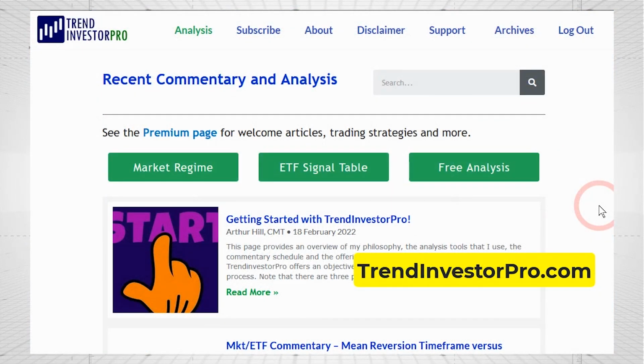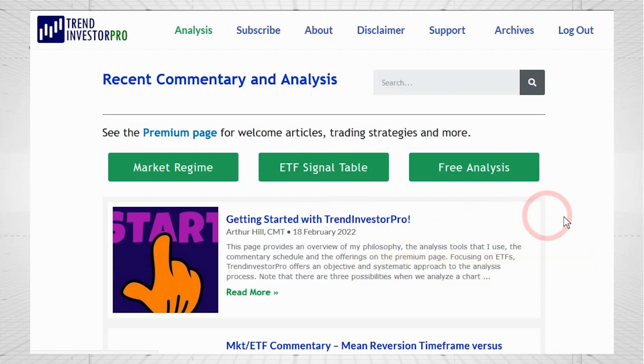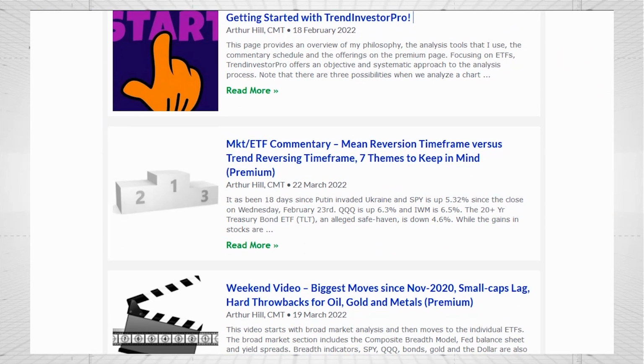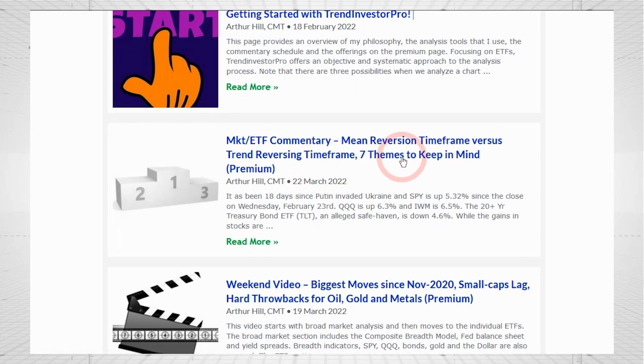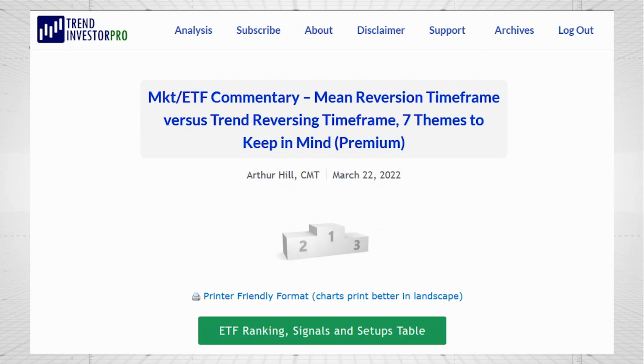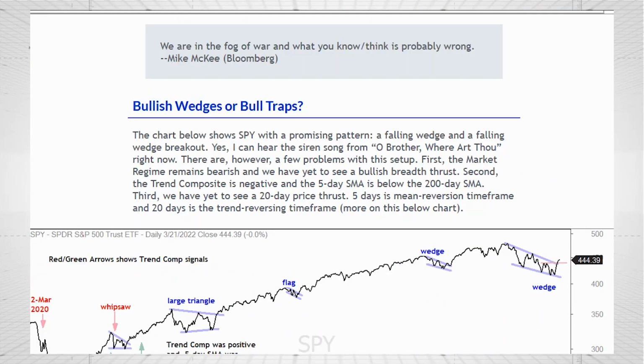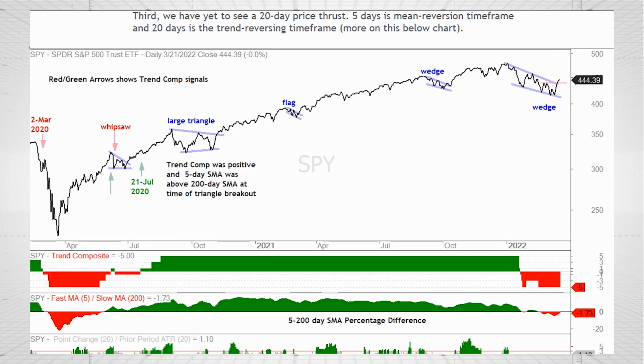Now at TrendInvestorPro.com, I do keep track of the market regime every week. I've got a special page for that with all the breadth indicators, as well as the yield spread charts, and of course the composite breadth model. I've got an ETF trend signal table, and this week I was doing some analysis on Tuesday with some 7 themes in mind that I want to cover in a second here. But I was looking at the charts for SPY and QQQ on Tuesday.